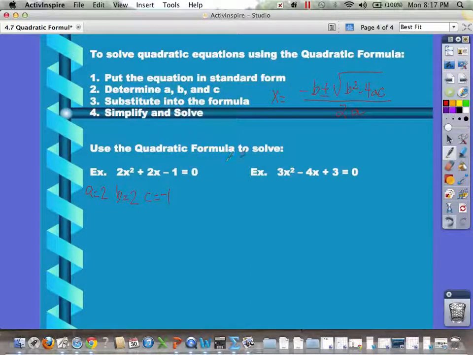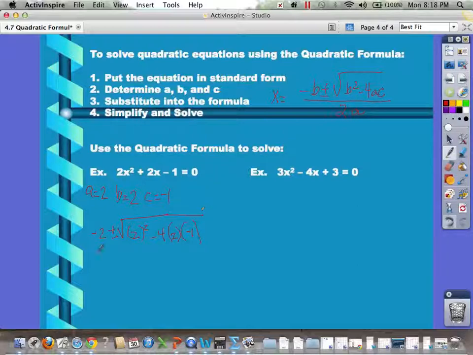Alright, so when I do that, I'm going to take this, and it says opposite of B. Okay, negative B means opposite of B. What's my B in this case is 2. So I'm going to have opposite of B is negative 2 plus or minus square root of B squared. And again, you'll see me using parentheses where I'll plug in A, B, C.